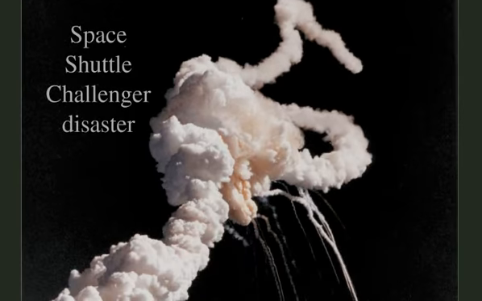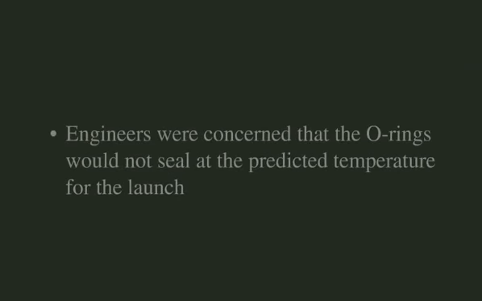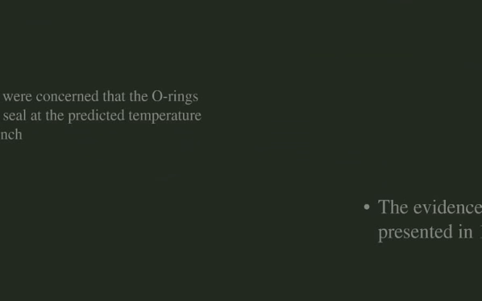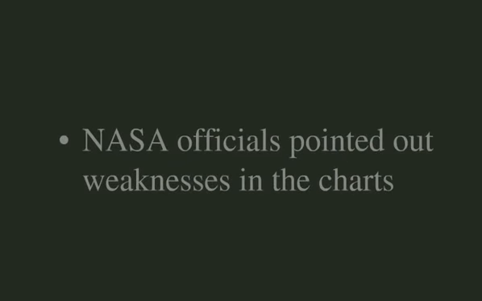Let's start with some history. In January 1986, the Challenger disaster terrified the world. This accident was caused by two rubber O-rings that leaked after the launch. The previous day, engineers at the rocket maker were concerned with damages to the O-rings due to the low forecasted temperature for the launch. They presented the evidence of this risk in 13 charts that were sent to NASA officials, who pointed out many weaknesses. Finally, there was an agreement that the evidence was inconclusive.